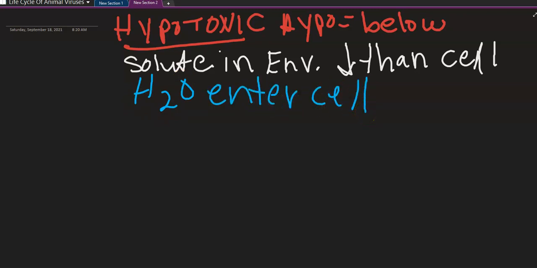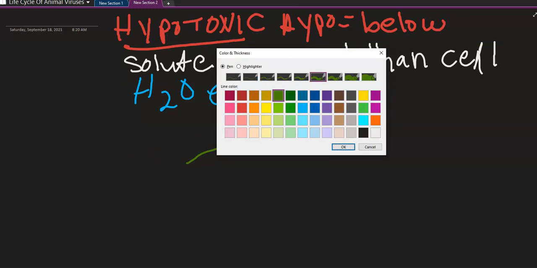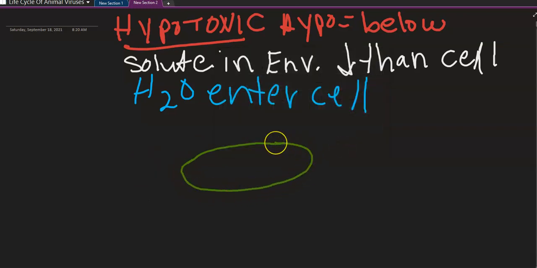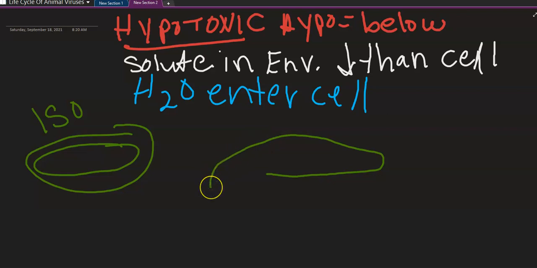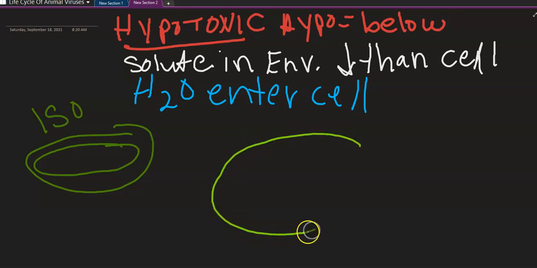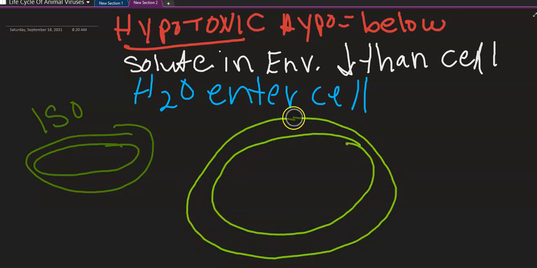So let's see what that looks like, okay? All right, so again, we're going to draw our cell with a cell wall, okay? And here I'm going to draw the original one first so you can kind of see it. This was our original cell, okay? This was the isotonic cell. And so this one, if it's going to draw water in, it's going to be larger, right? It's drawing water in, okay?